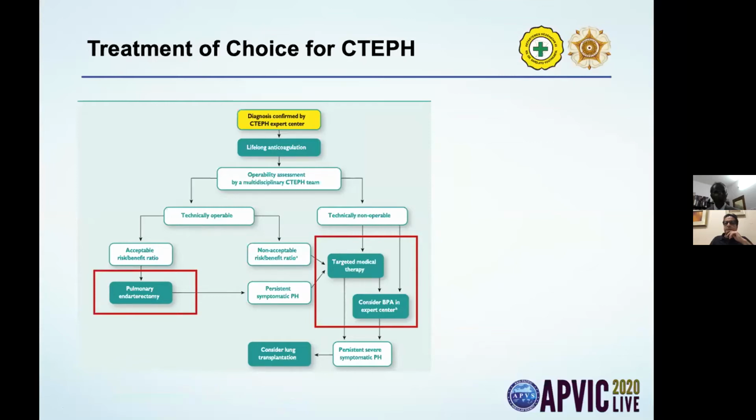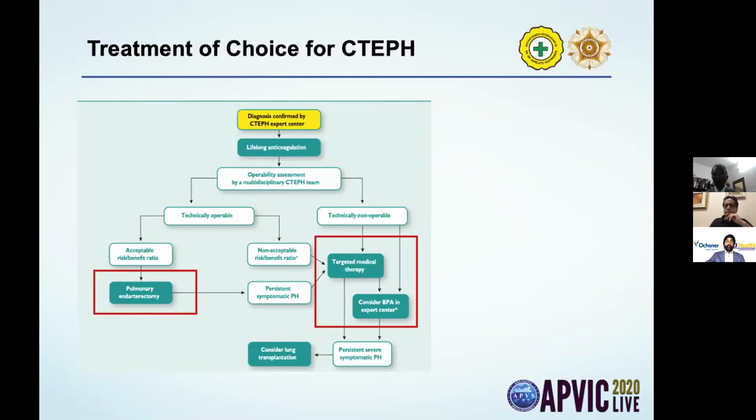So basically there are three treatments of choice for CTEPH. The first, the gold standard, is pulmonary endarterectomy, and then medical therapy will be given along with PEA, or medical therapy itself when it's not suitable for PEA. Or the recent intervention developed by the Japanese groups, balloon pulmonary angioplasty, which is also done along with targeted medical therapy.